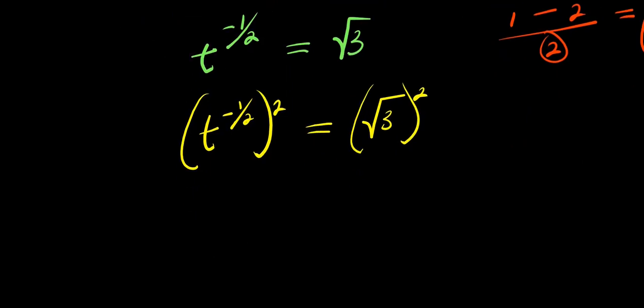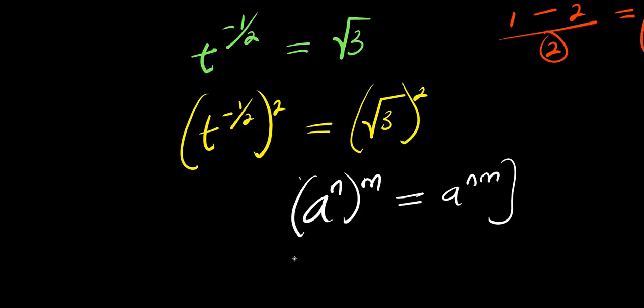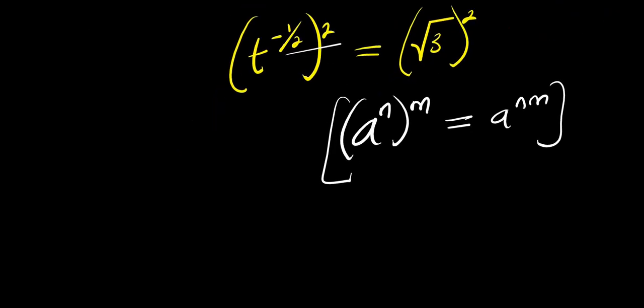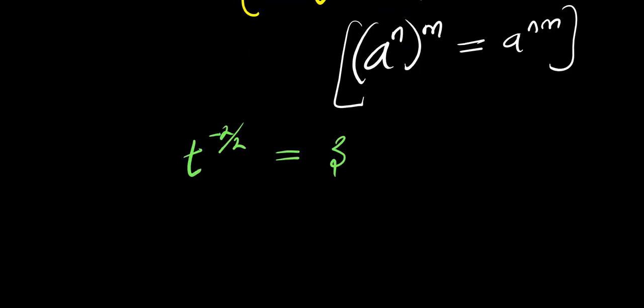And don't forget the fact that if you have a power n raised to the power of n, it equals a power n times n, so I'll multiply this. So I'm simply going to have t power negative 2 over 2 equals this. Cancel this, I have 3. So from here, negative 2 over 2 is negative 1. I have t power negative 1 equals 3.